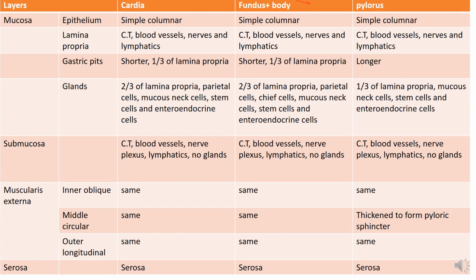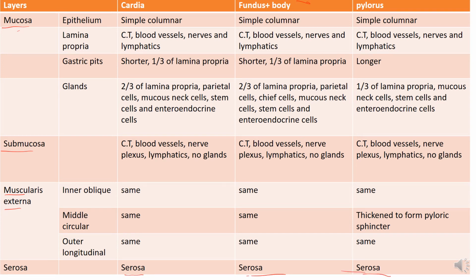Again the layers: mucosa, submucosa, muscularis externa, and serosa or adventitia. So in the case of the stomach, it is wholly covered by the visceral layer of peritoneum. So the outer layer in all three regions is the serosa.